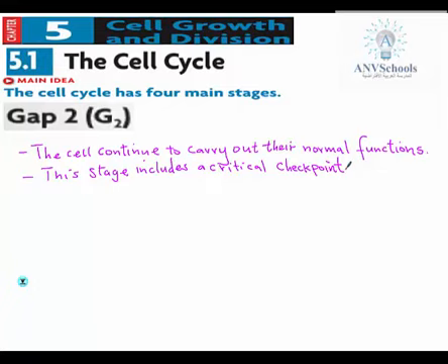So it can't go into division if it is having some defects. Everything must be in order before the cell enters mitosis.